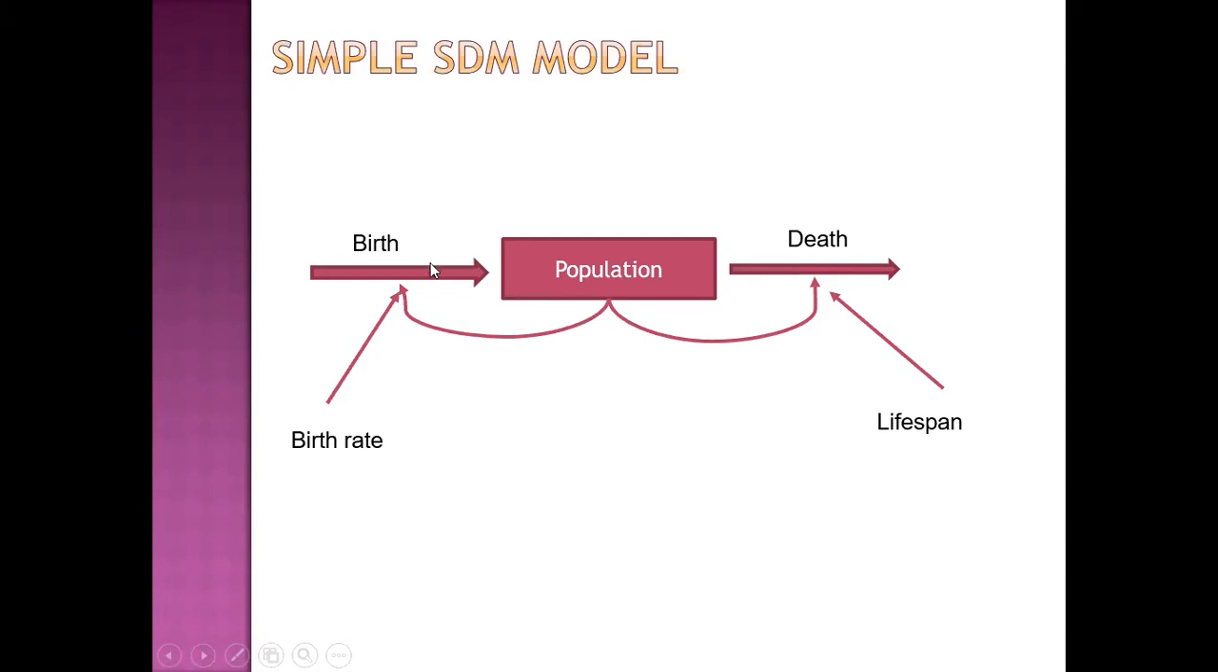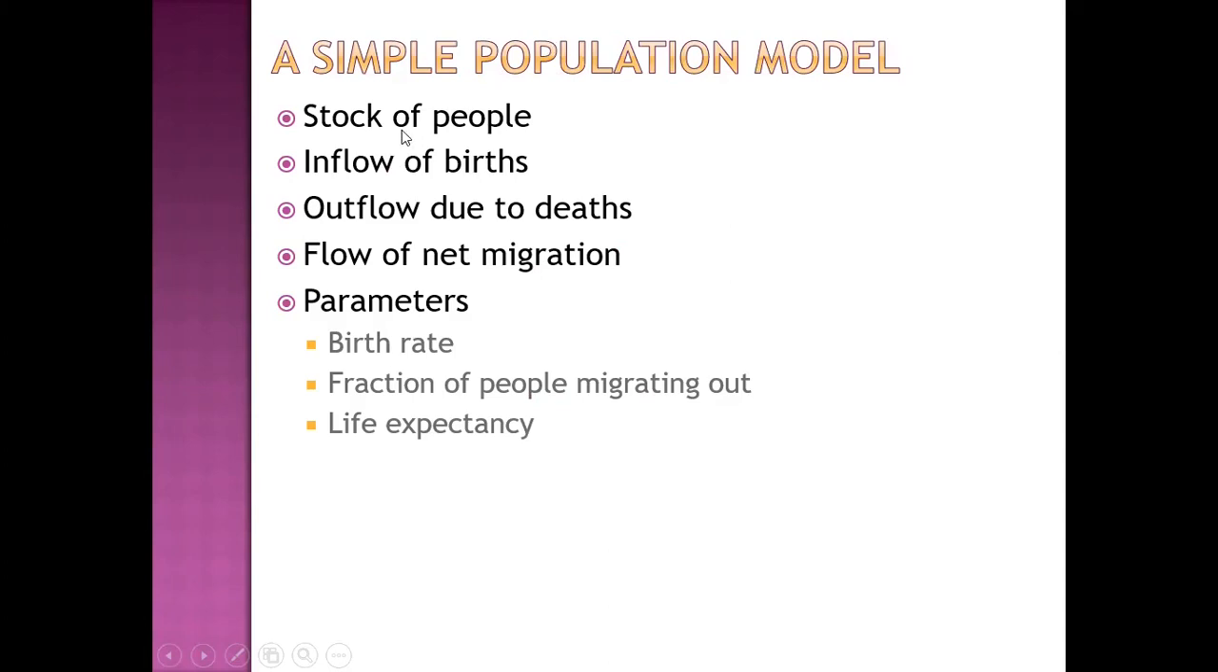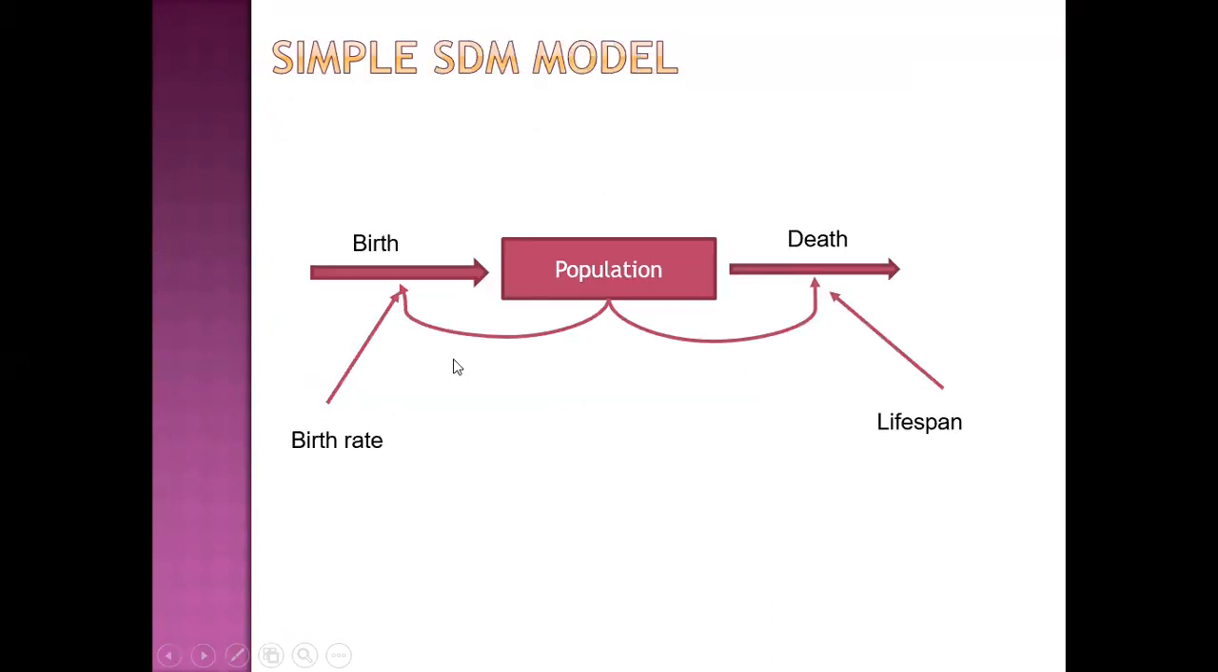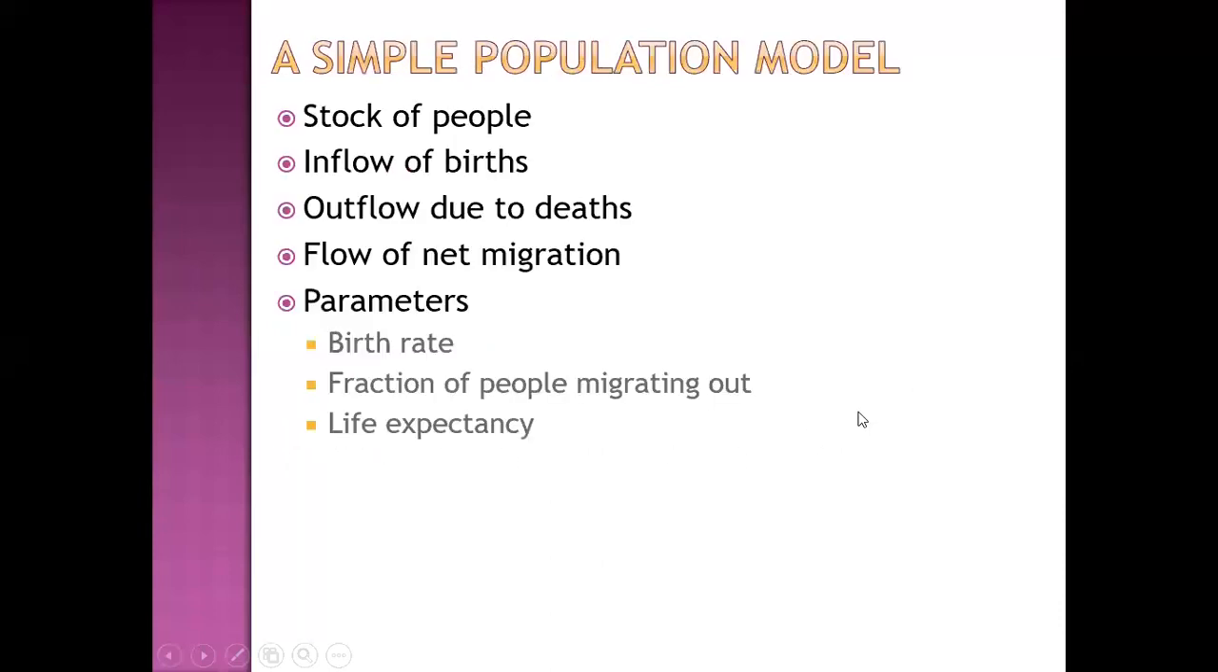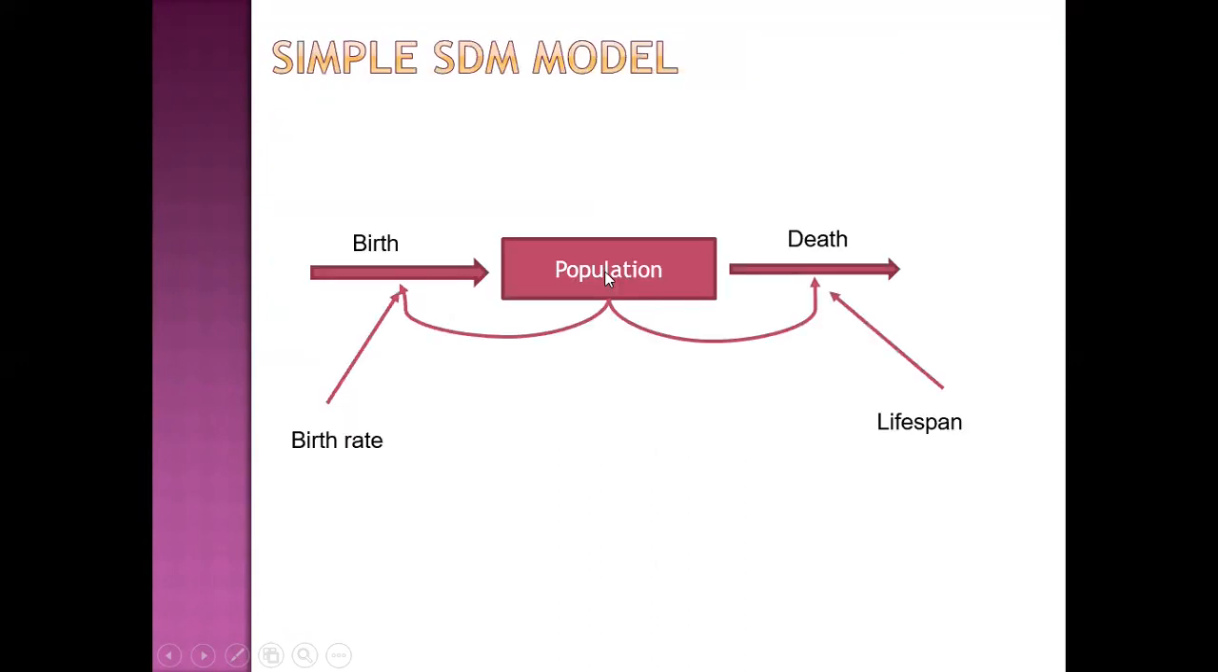Example: this is the simplest model. As we have seen, it has an inflow, an outflow, and accumulation in the form of population here. So it has a stock of people, that is population, inflow of births, and outflow due to deaths. And we can add net flow from migration, migration in and migration out. The parameters which are used include birth rate, life expectancy, and fraction of people migrating out. So these are the parameters which are used in a simple population model.